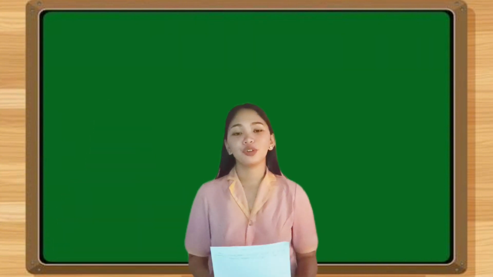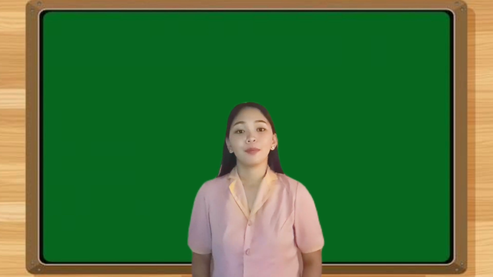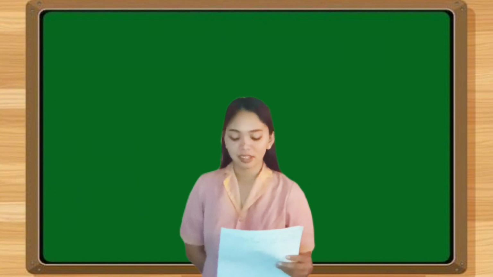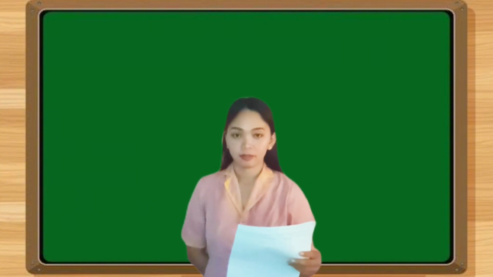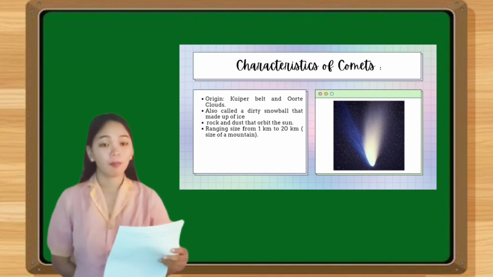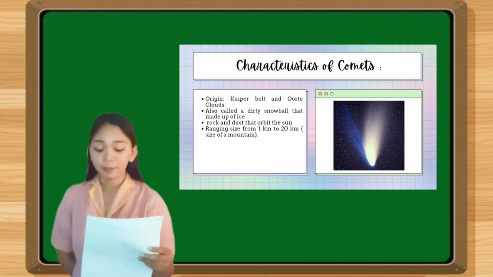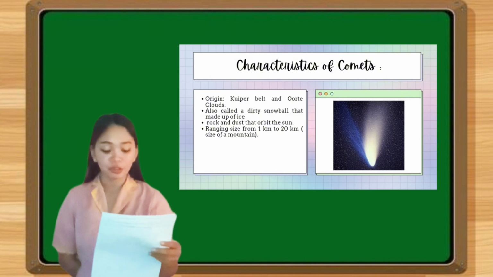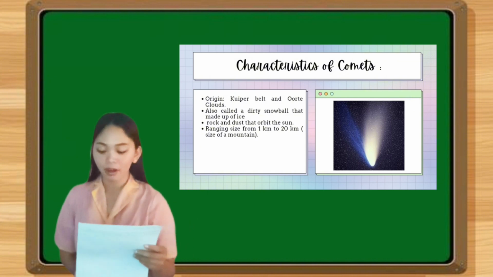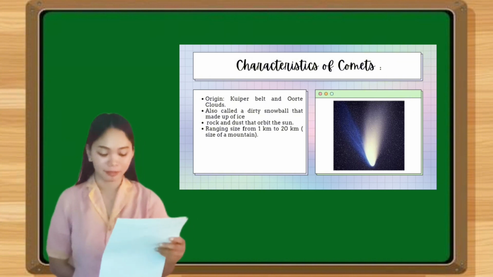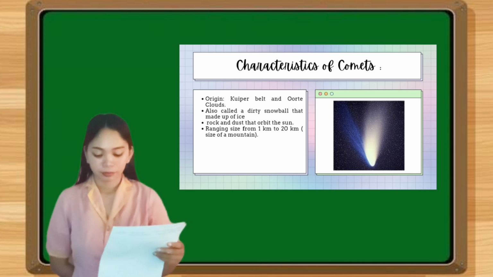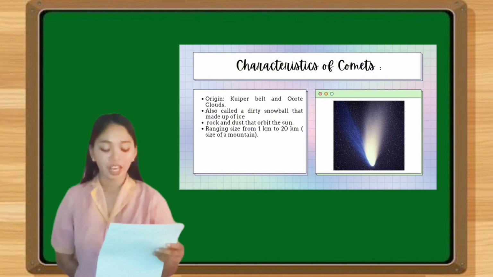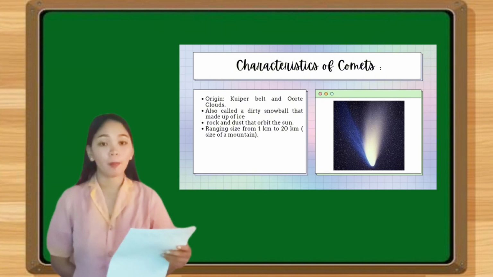Now, class, let us know the characteristics of comets, meteors, and asteroids. So, the first characteristic is all about comets. The origin of comets is the Kuiper Belt and Oort Cloud. It is also called a dirty snowball that is made up of ice, rock, and dust that orbits the sun, ranging in size from 1 km to 20 km, the size of a mountain.